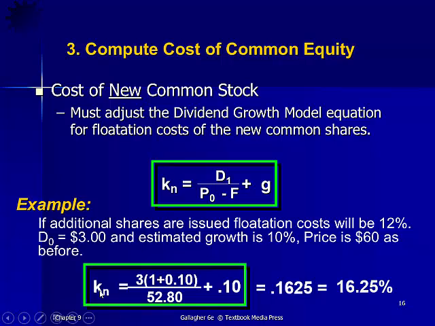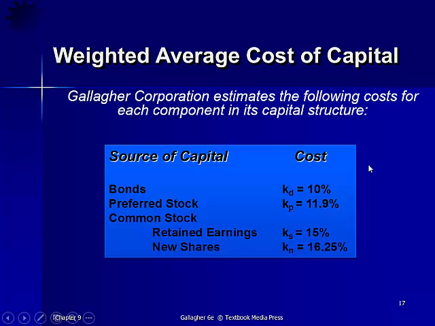We do not have flotation costs associated with retained earnings. So anytime you make the denominator smaller, which is what we're doing when we subtract F here, we're making the overall number larger. That's why this number is bumped up to 16.25%, compared to the 15.5% that we had for the internal common equity, the equity that came from retaining earnings.